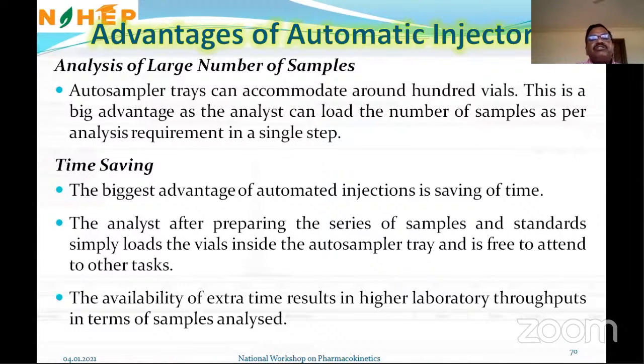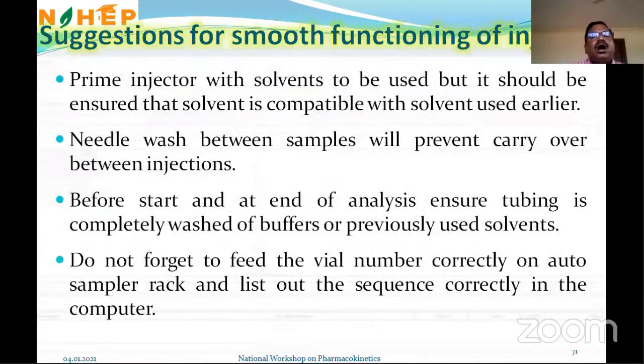Coming to the analysis of a large number of samples, this is possible with the automated injector. The autosampler tray can accommodate around 100 vials. This is a big advantage, as the analyst can load the number of samples as per the analysis requirement in a single step. This saves time, so the operating personnel can concentrate on some other task. With the availability of extra time, we can take care of any other work. So work output will be improved by the operators.